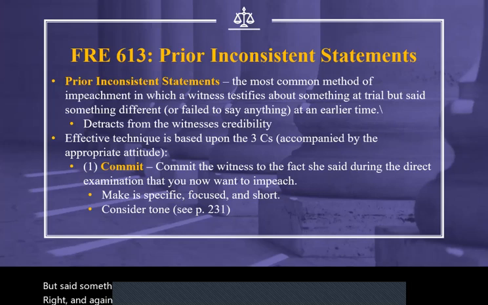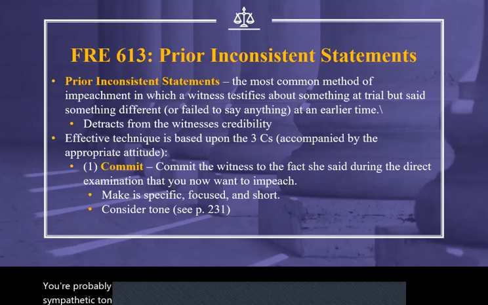Now, there's an effective technique to impeach someone. It's based upon what's called the 3 C's, accompanied by an appropriate attitude, right? So we'll talk about attitude in a second, but we'll talk about it now. Attitude is very, very important. We're talking about a prior inconsistent statement for numerous reasons, right? Are you trying to show that this person is lying? Then you might take a more aggressive tone. Or does this person maybe have dementia, and you're showing that they can't remember or misremembered? Well, you're probably not going to have an aggressive tone. You're going to have a sympathetic tone.